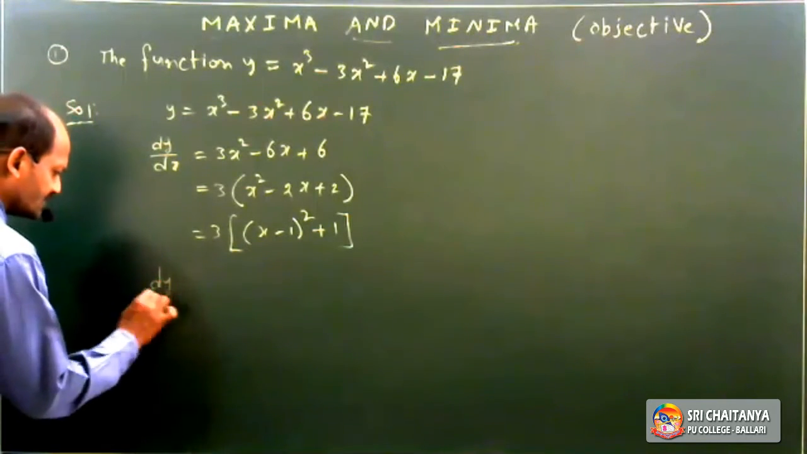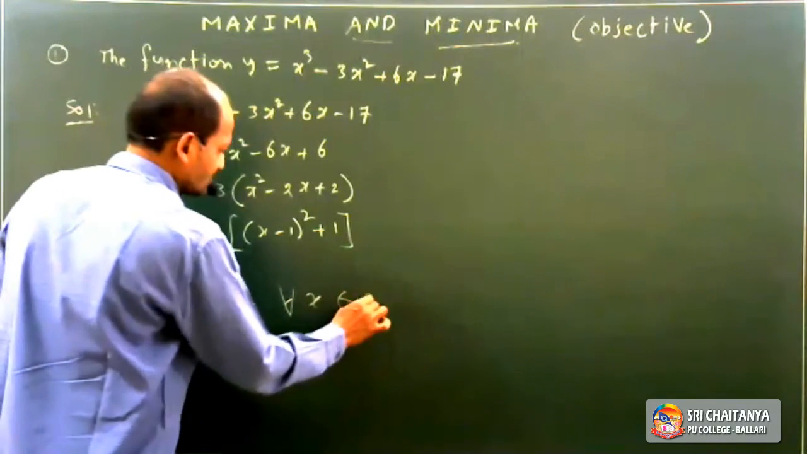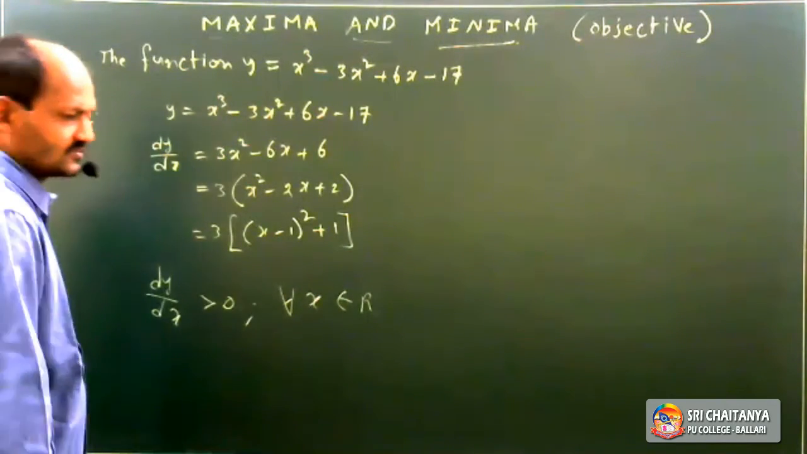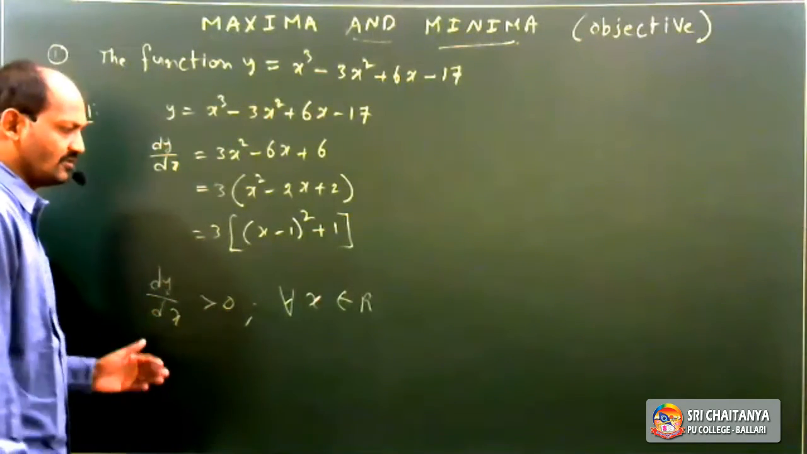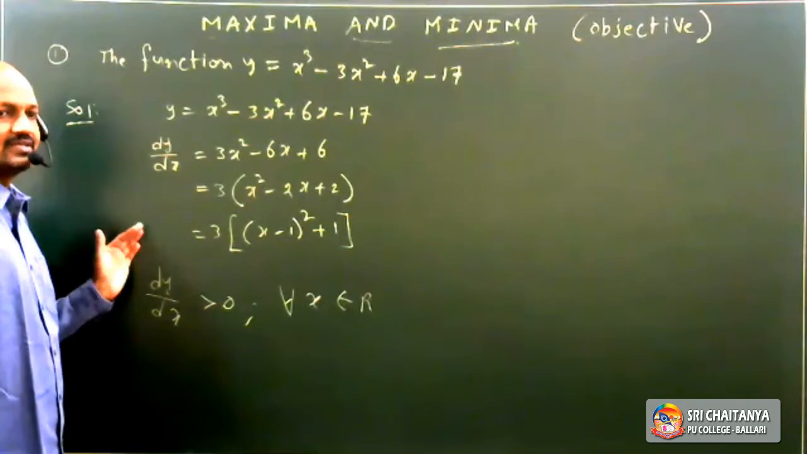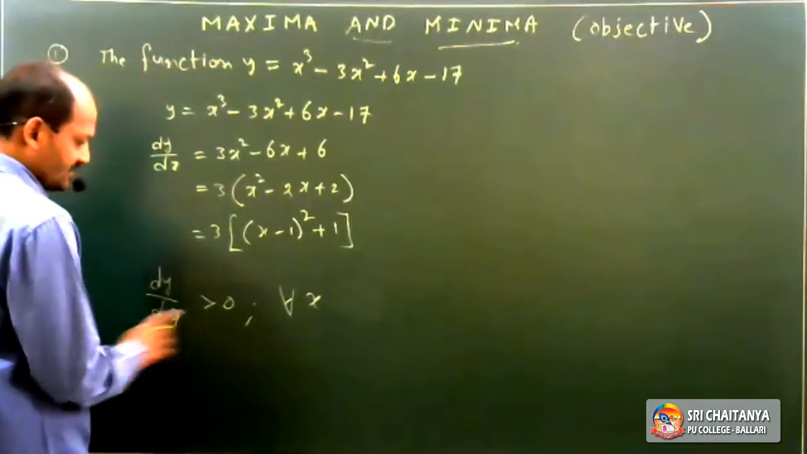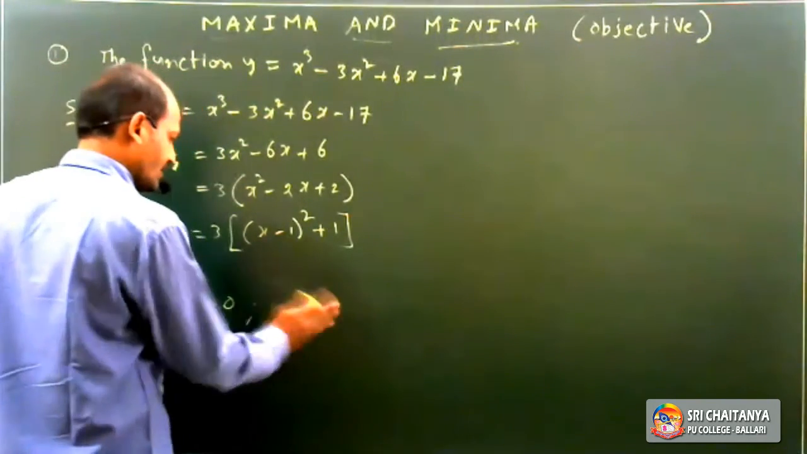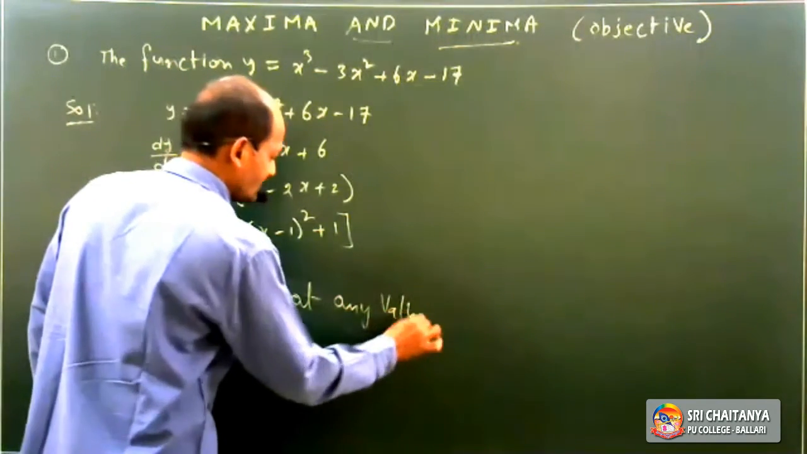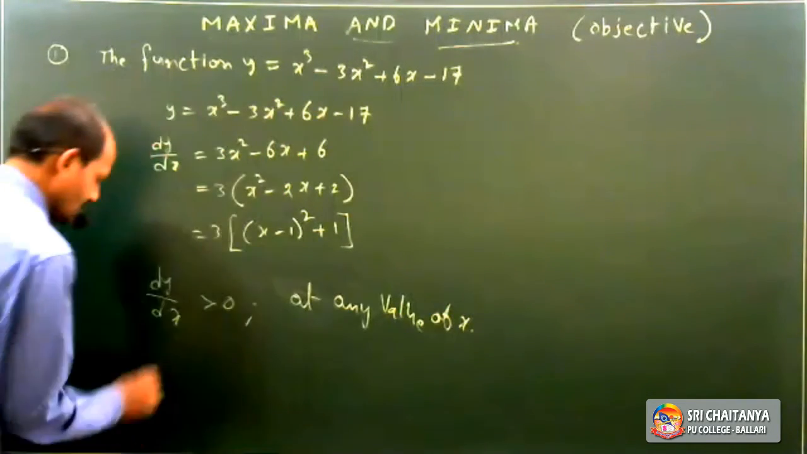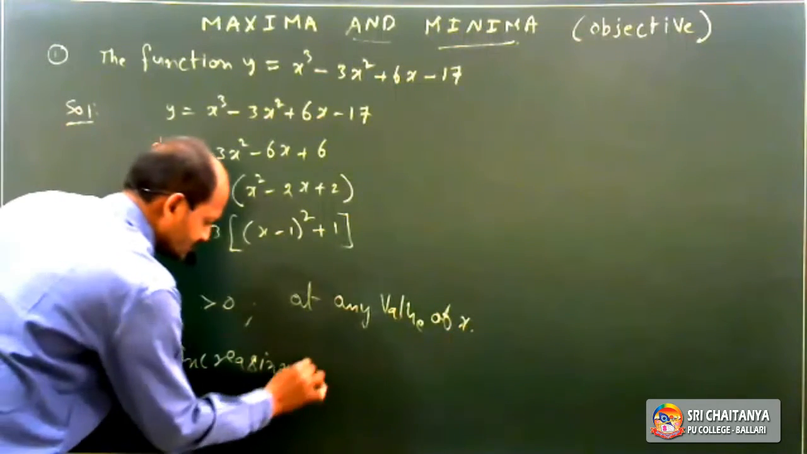So dy by dx is greater than 0 for all x belongs to R. So for every real number, everywhere the first derivative is greater than 0. Therefore, it is an increasing function for all x. dy by dx is greater than 0 at any value of x. Therefore, it is increasing everywhere.